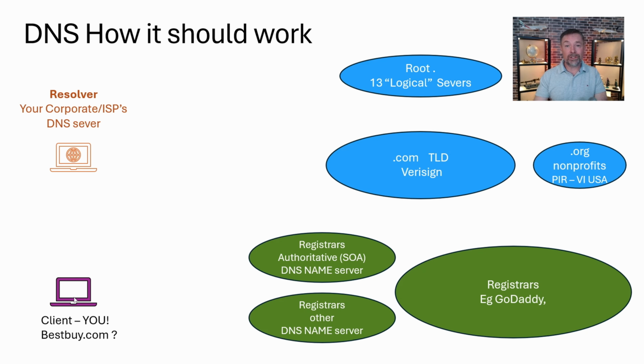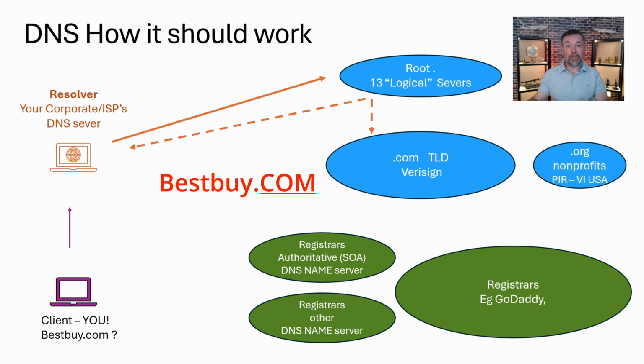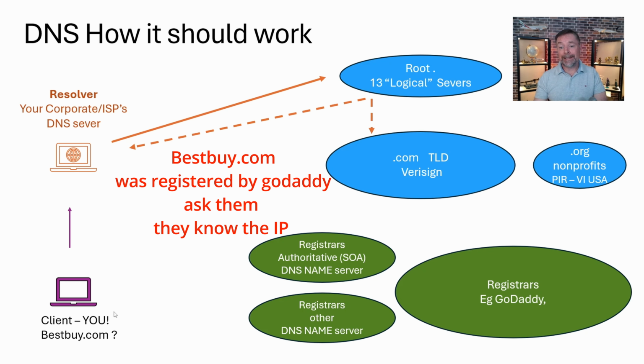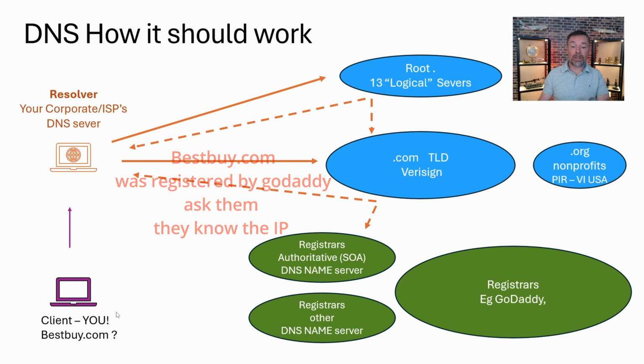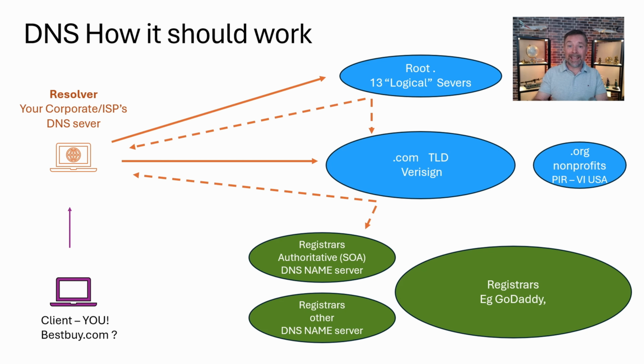The client wants to know the IP address of bestbuy.com. It goes to its DNS server, ISP, corporate, Google, whoever. If the server knows, it tells us. If it doesn't know, then it goes out to the DNS system on the internet, asks the root. The root will redirect us to the appropriate top level domain, in this case a .com, VeriSign. VeriSign will know who registered that domain name, bestbuy.com, and send us to the registrar. For instance, GoDaddy. GoDaddy will point us to its DNS servers, its name servers.